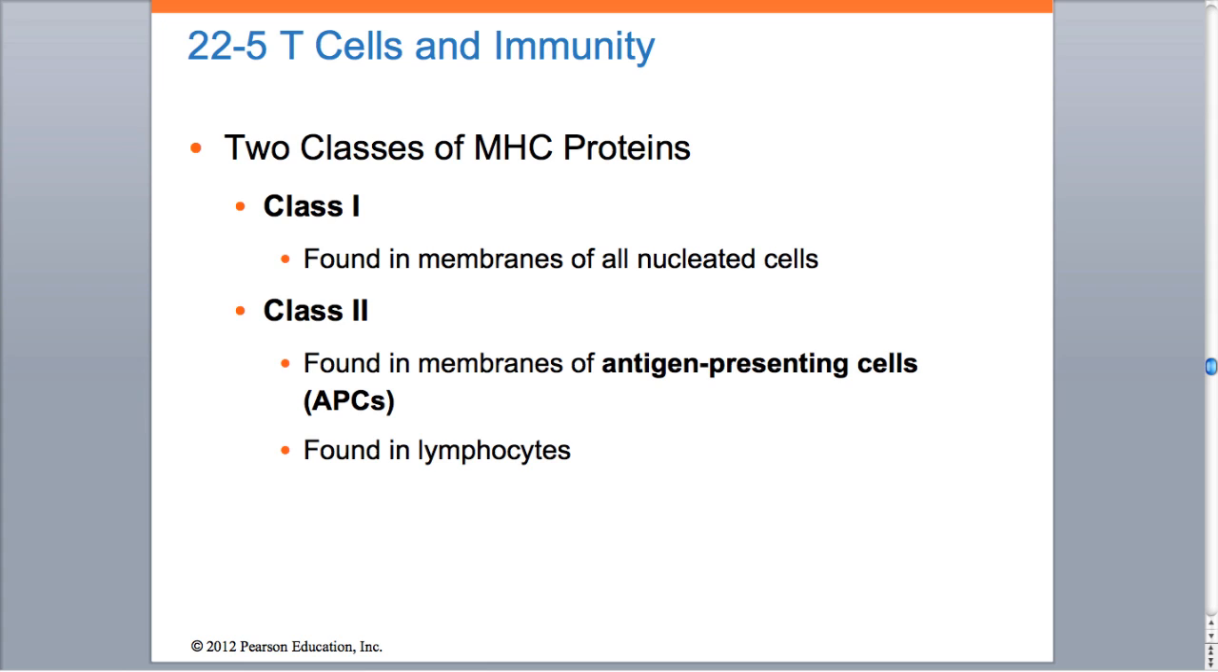Class 1, found in membranes of all nucleated cells. That is how the body knows this is Nemesh's cells, this is a germ. Okay? So found in all membranes of all nucleated cells. Then we have class 2, found in membranes of antigen-presenting cells. Now, this line right here is an important one. On a test, you will need to know which cells are antigen-presenting cells. I'll give you the two major ones.